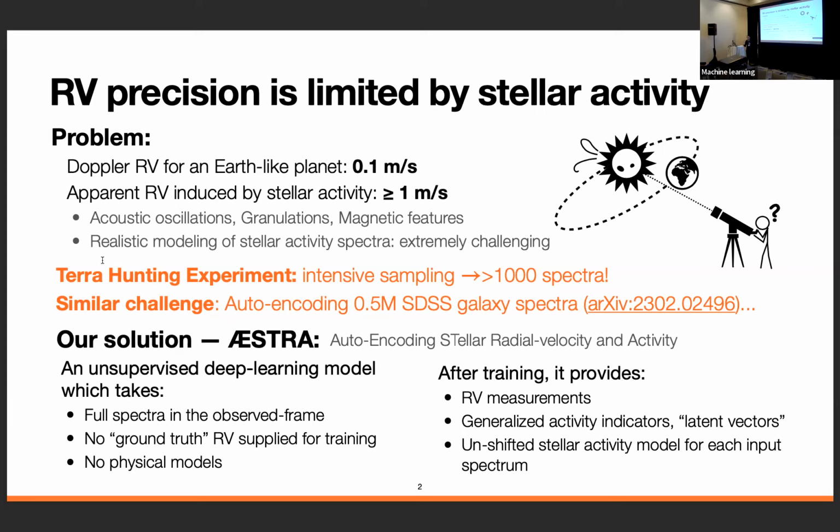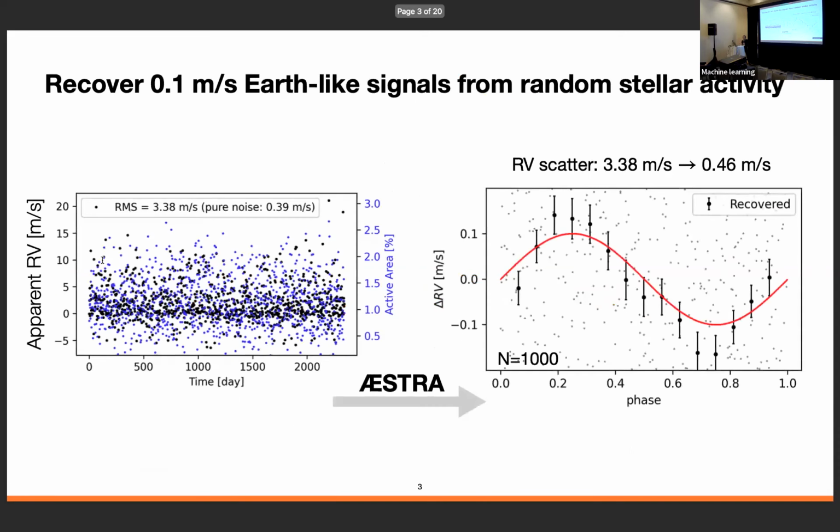You will get generalized activity indicators, which we call latent vectors, and also unshifted internal stellar activity models for each of the input spectrum. So if you provide me with 100, I will give you 100 models. So before I get into the detail, I will try and give a bit of a teaser.